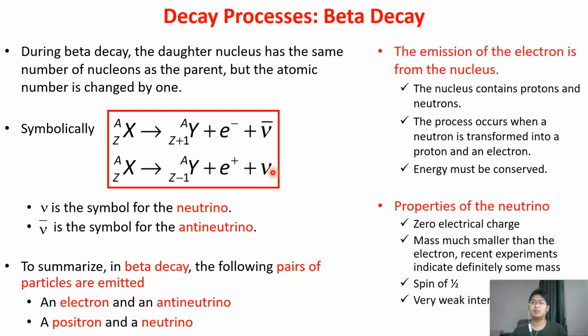The emission of the electron is from the nucleus. The nucleus contains protons and neutrons. The process occurs when a neutron is transformed into a proton and an electron. Energy must be conserved. The properties of the neutrino: zero electric charge, mass much smaller than the electron. Recent experiments indicate definitely some mass. It has spin of half, and very weak interaction with matter.